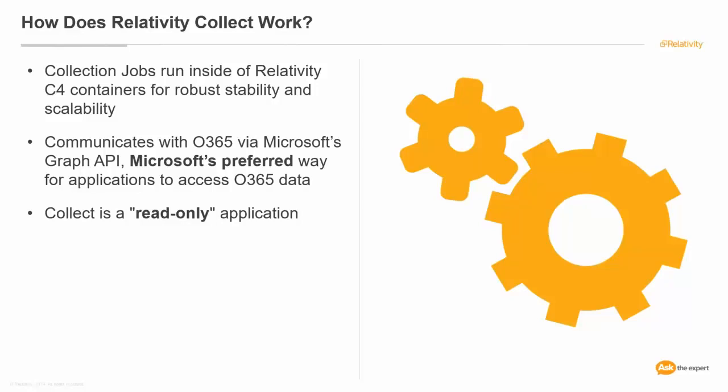Lastly, I want to point out the fact that Collect is a read-only application. There's nothing in Relativity Collect that will write or make any changes in Office 365. It is 100% completely read-only. And in fact, when we do that app registration and we start setting up the permissions that we're going to give to Relativity Collect, you'll see firsthand exactly which permissions we're enabling and the fact that they are all read-only.